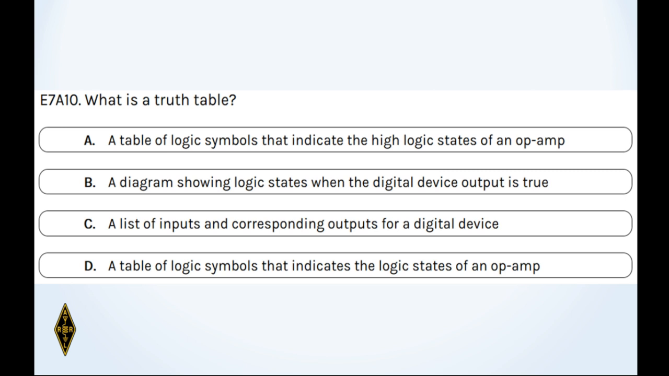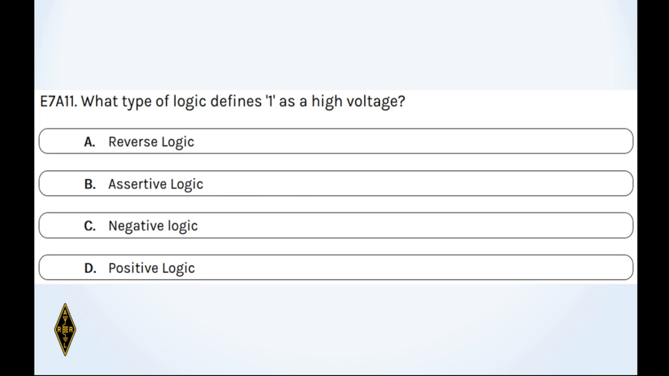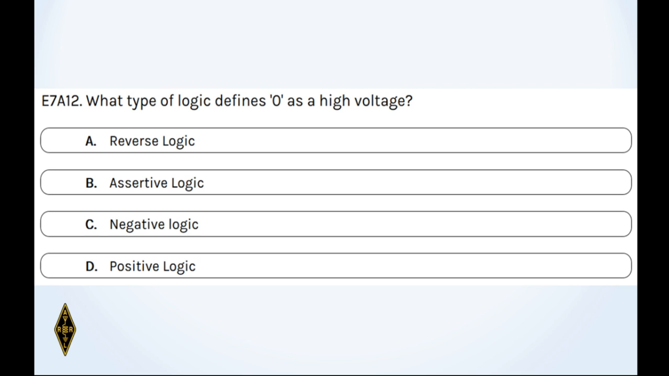And what is a truth table? A list of all possible inputs and corresponding outputs for a digital logic gate. And what type of logic defines 1 as a high voltage? Think positive. And what type of logic defines 0 as a high voltage? That would be negative.